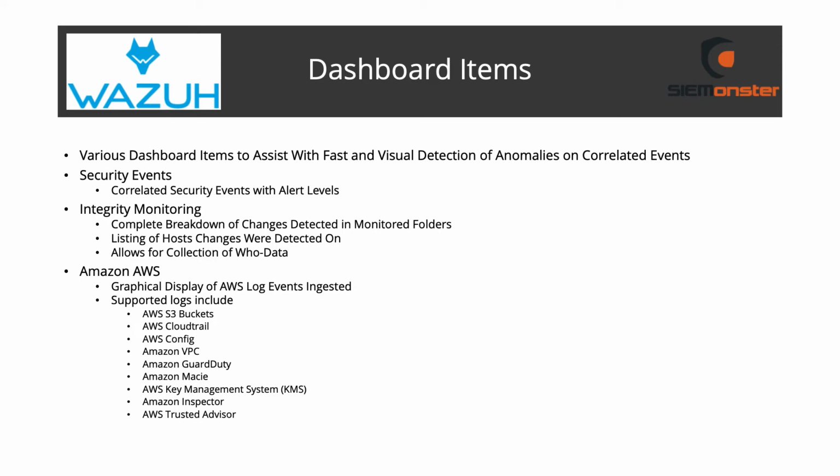Then there's also the Amazon AWS component to this. It graphically displays all the AWS log events that are being ingested, and the supported logs include AWS S3 buckets, AWS CloudTrail, AWS Config, AWS VPC, etc. You can see on the screen the numbers that are supported there. Each one of these will have to be configured on an individual basis, and if you have multiple VPCs, etc., you will have to create this for each instance that you're monitoring.